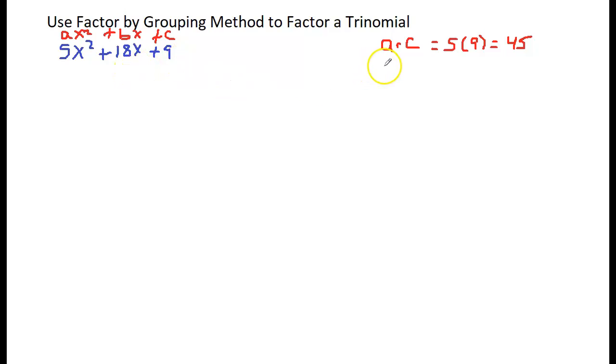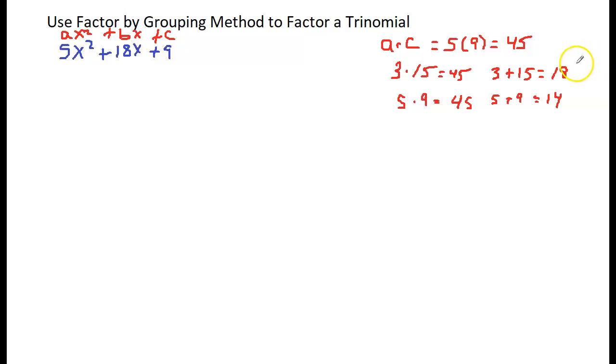Okay, well, I know of a couple different factors. I could say 3 times 15, that equals 45. And when I take 3 plus 15, that gives me 18. Now, it cannot work with every factor. So, for example, you know that 5 times 9 gave us 45, right? But if I add 5 plus 9, that only gives me 14, and that does not equal the middle term. So this is the pair I need to use, the 3 and the 15.